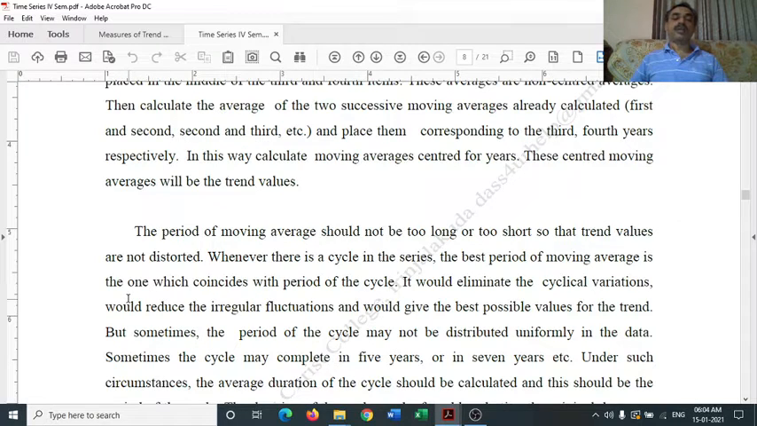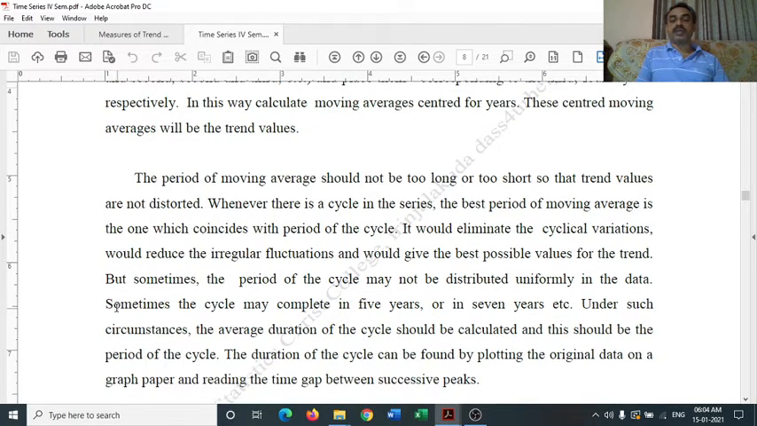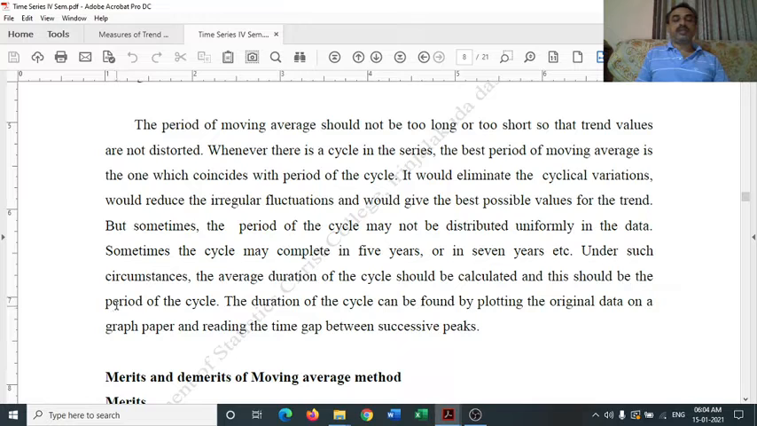coming in the consecutive bunches. And that's how we get trend values in the case of an even number of periodicity. So we shall discuss one example of computing trend values using the method of moving average.